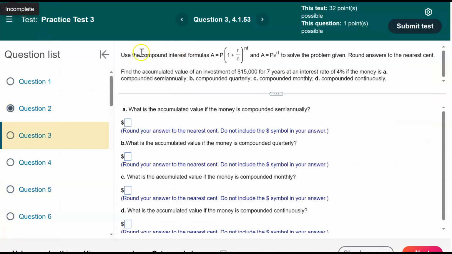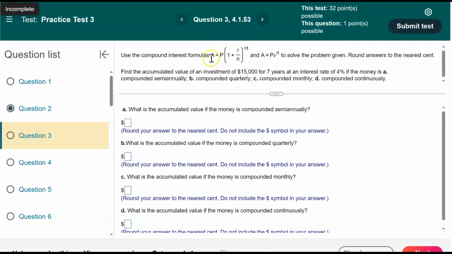Okay, so for the next question, we are to use the compound interest formulas, either this or this formula, to solve the given problem. And we are to round off our answers to the nearest cent. So we are to find the accumulated value of an investment of $15,000 for 7 years at an interest rate of 4% if the money is A, compounded semi-annually, B, compounded quarterly, C, compounded monthly, and D, compounded continuously.